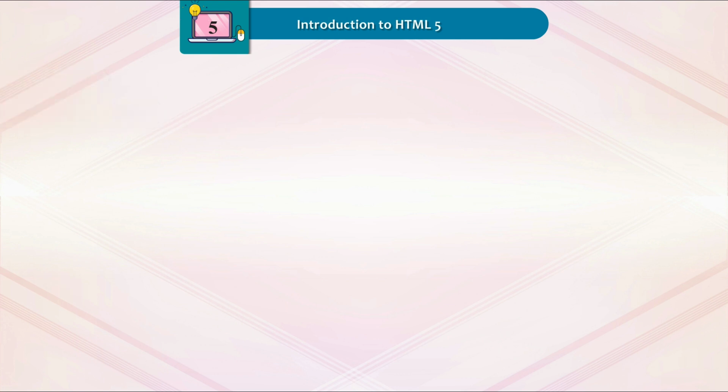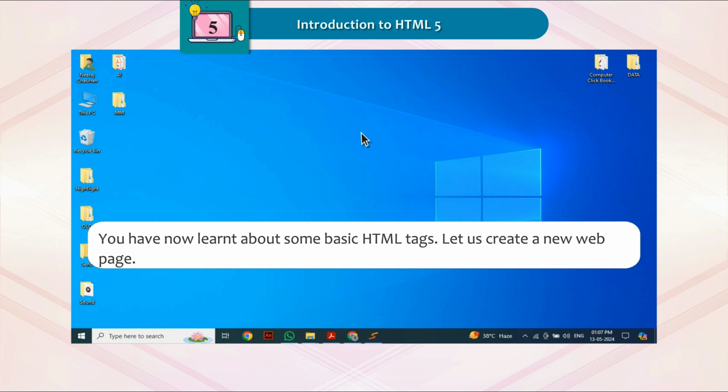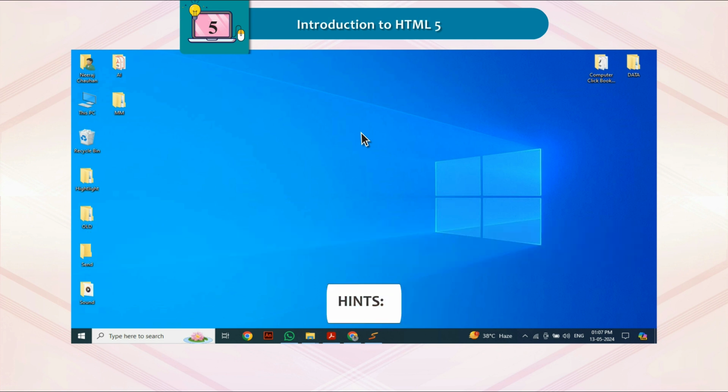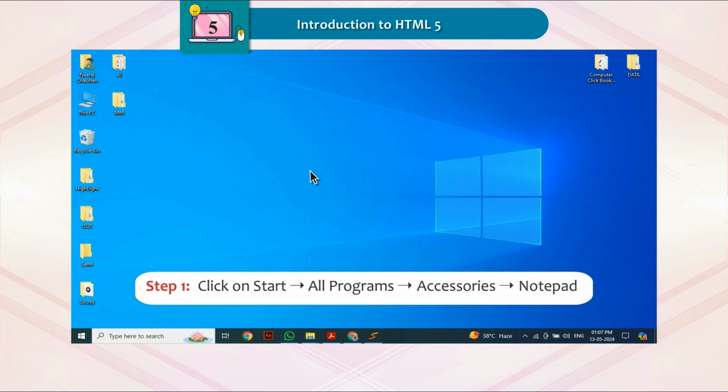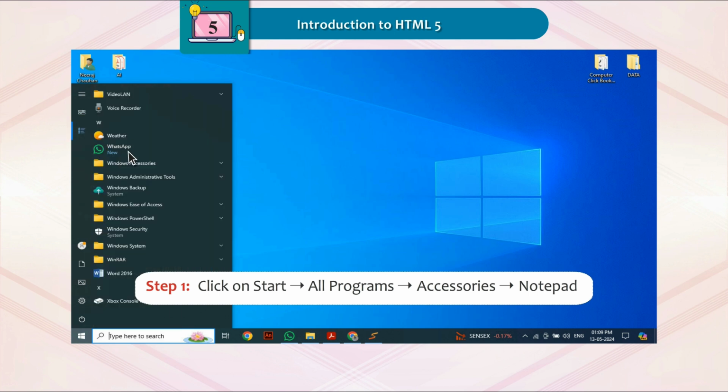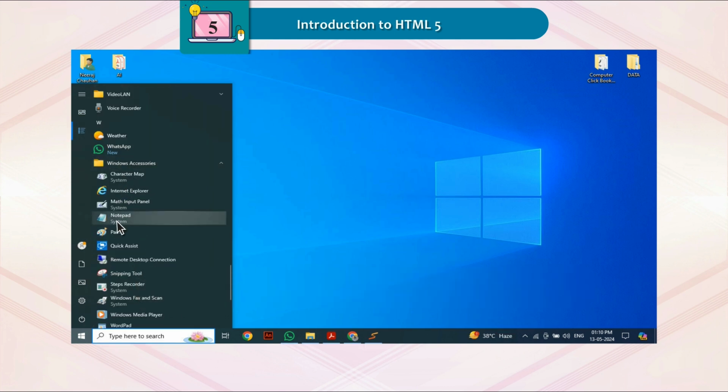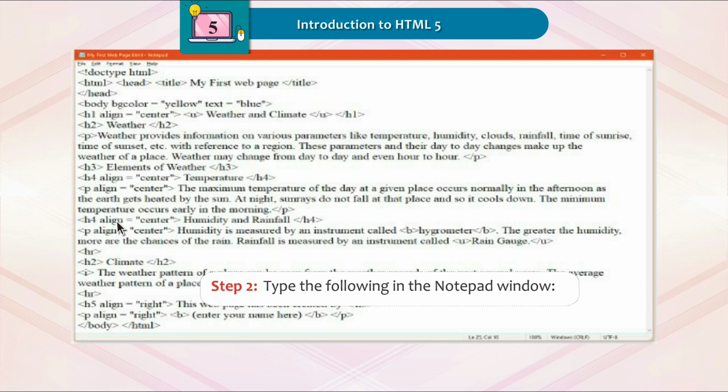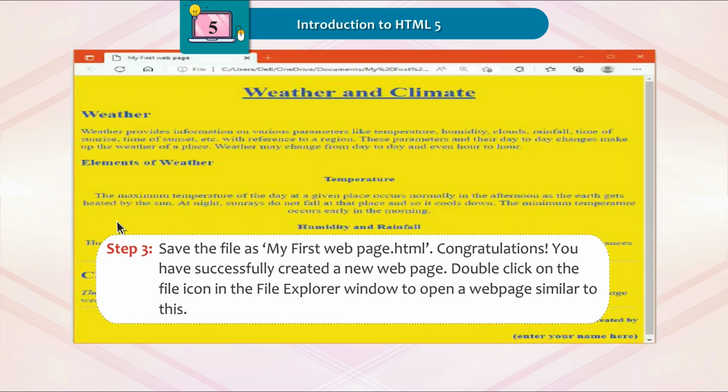Hands-on lab activity. You have now learnt about some basic HTML tags. Let us create a new web page. Hints. Click on Start, All Programs, Accessories, Notepad. Type the following in the Notepad window. Save the file as myfirstwebpage.html. Congratulations! You have successfully created a new web page. Double-click on the file icon in the File Explorer window to open a web page similar to this.